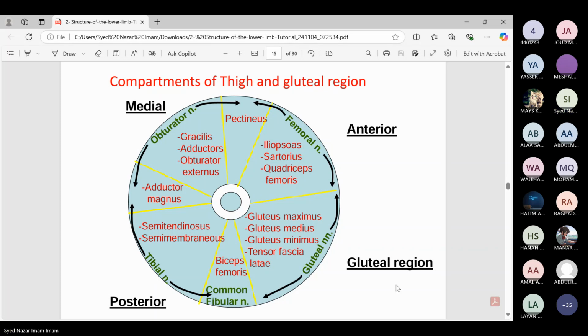Now, what nerves do we have? We have three nerves. You must have seen these three nerves. One is the femoral nerve, which is in the anterior compartment, and the obturator nerve, which is in the medial compartment, and the sciatic nerve, having two parts, the common peroneal and the tibial part, in the posterior compartment. So these nerves supply the same group of muscles. The femoral will supply the anterior, the obturator will supply the medial, and the sciatic with the tibial nerve and common peroneal nerve will supply the posterior compartment.